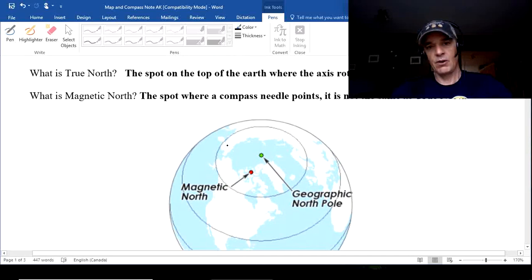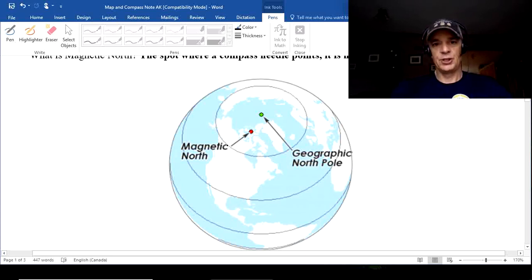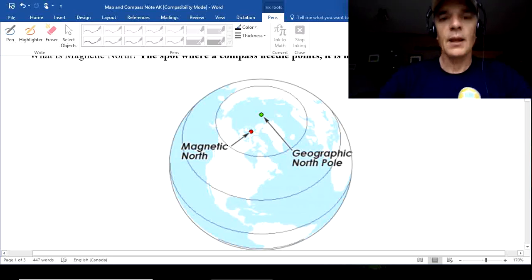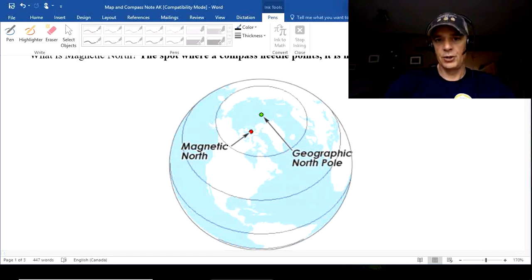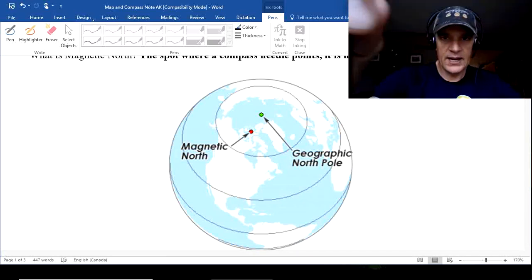I'm going to show you a map, or a little picture, a really good one actually, that shows you where magnetic north is compared to true north. So geographic north, or what we refer to as true north, is right here.